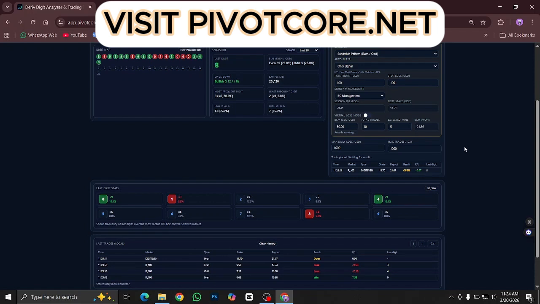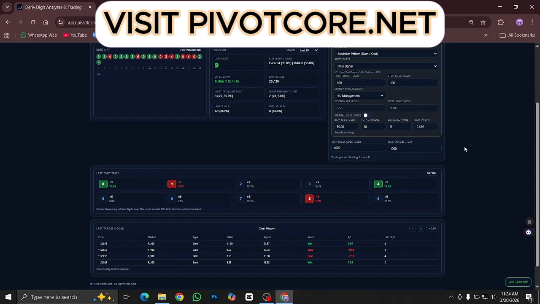Watch how the bot analyzes the last digits and executes trades with precision that a human simply can't match. It removes the hesitation and enters the market at the exact millisecond required. What makes PivotCore stand out is its seamless integration with your Deriv account. It's built for speed and reliability.